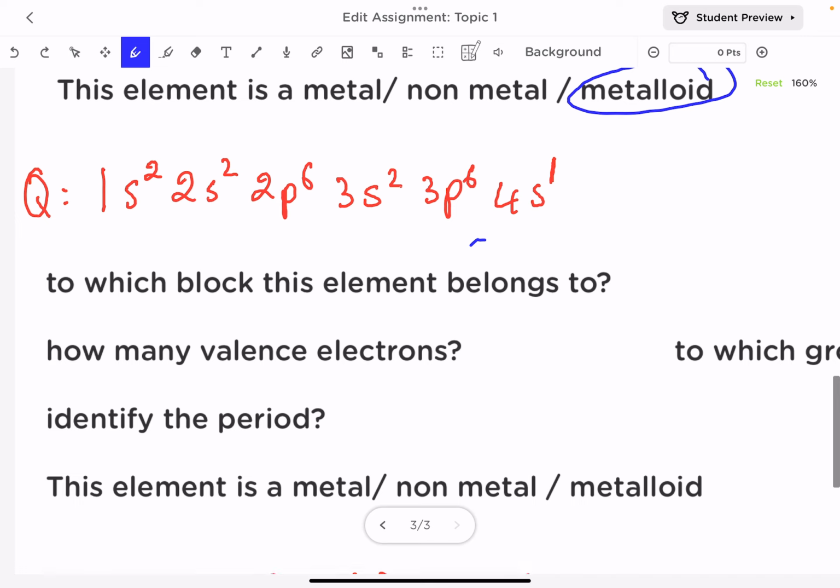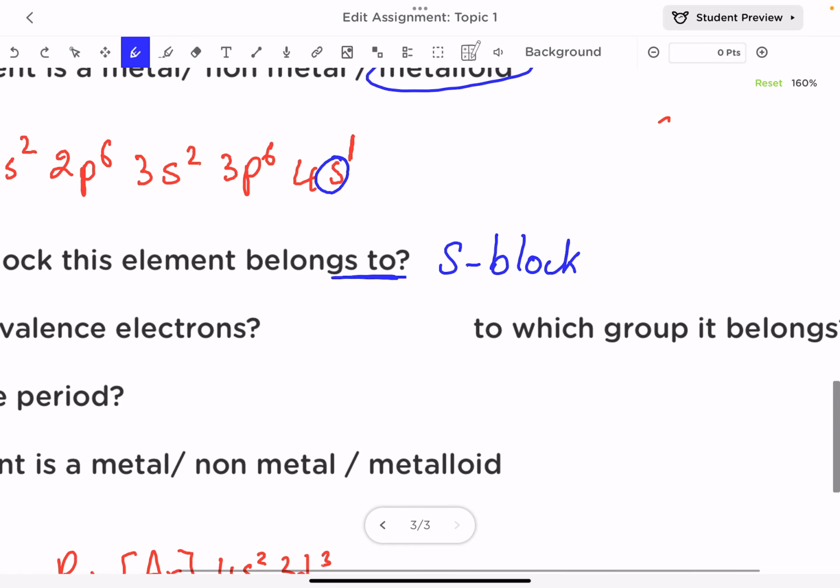Let's take another example. Suppose we have element Q with this given electron configuration. To which block does this element belong? So the last letter written is s. So this is an s block element.